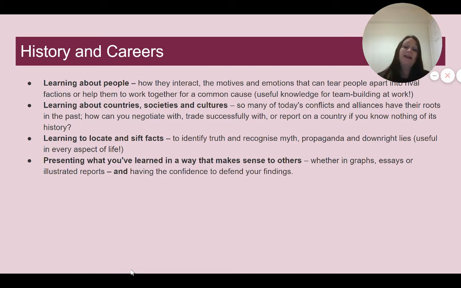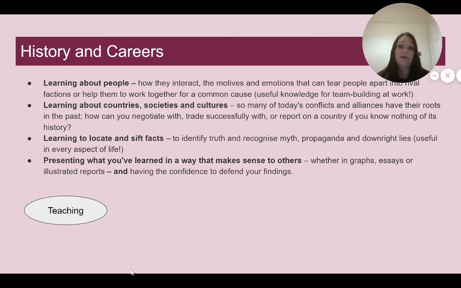And finally, as I've already said, it's about being able to present an argument, present your ideas in a coherent and in an effective way that makes sense to other people. So having the confidence also to be able to defend your point of view with specific and well-selected pieces of evidence. So history lends itself to a wide variety of careers.